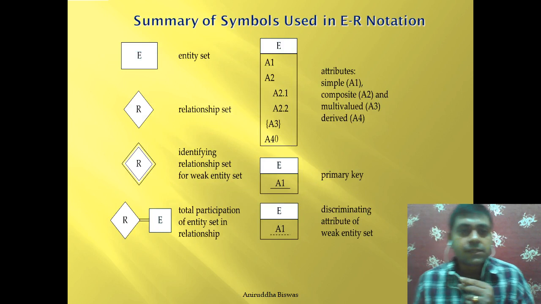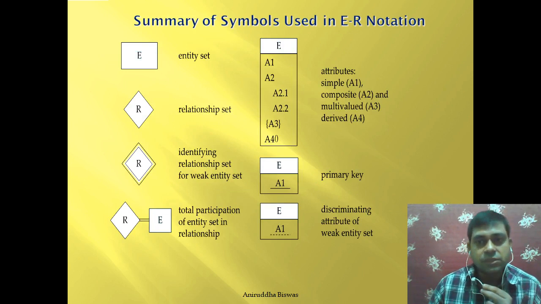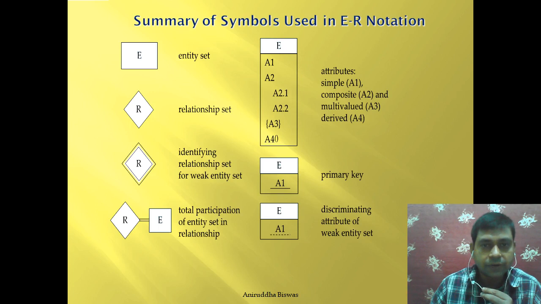Now this is the summary of symbols used in ER notation. We have already used this entity, the rectangle. This is the relationship set. Double rectangle, double rhombus is representing the identifying relationship. Basically this is used in weak entity set representation. Double line represents the total participation.